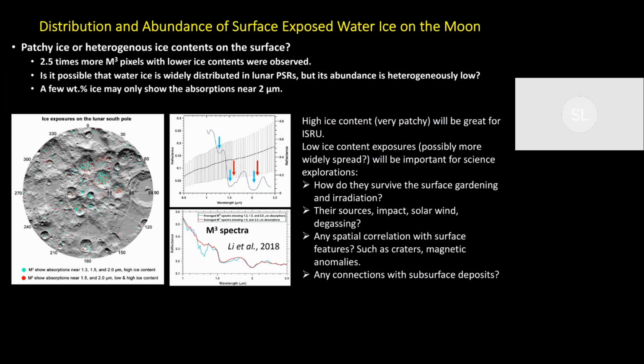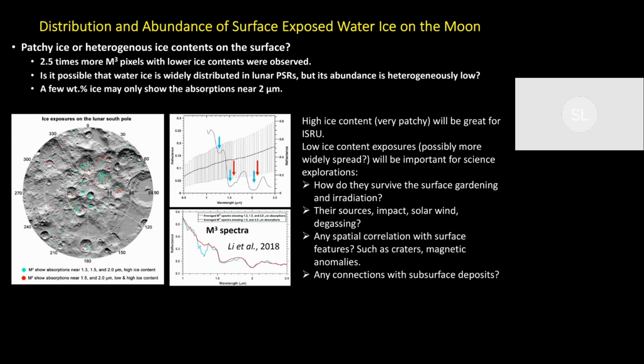So anyhow, the high ice content will be very important for ISRU, while the low ice content can also be very important because possibly it's more widely spread and also important for science exploration. For example, how do they survive on the surface given gardening and irrigation for a long time, and also their sources: whether it's possible from solar wind or impact delivery in a very short time, or it's just a churning of degassed water buried a long time ago.